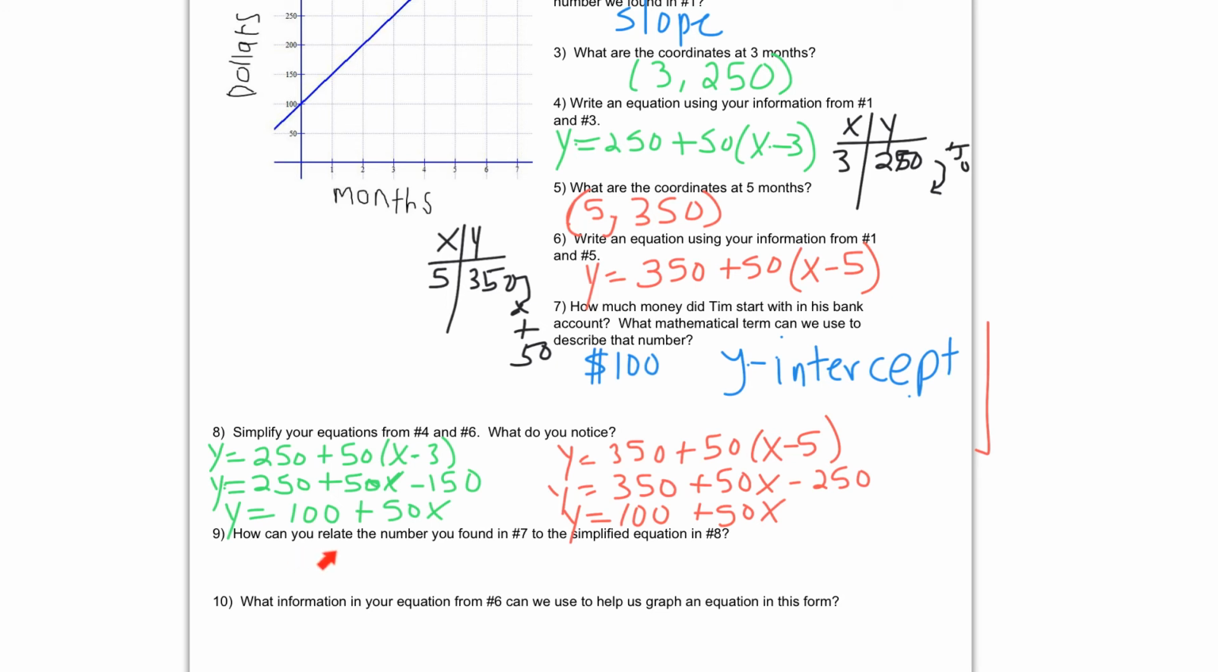Number 9 says, how can you relate the number you found in number 7 to the simplified equation in number 8? And what I want to just point out to you is in number 7, we said 100 was the y-intercept. I want you to notice that that y-intercept is in the equations that we simplified. So this shows us that we have the y-intercept and the slope. So we're relating that y-intercept to the equation that we just created, and this is referred to as slope-intercept form. We have the slope and we have the y-intercept.